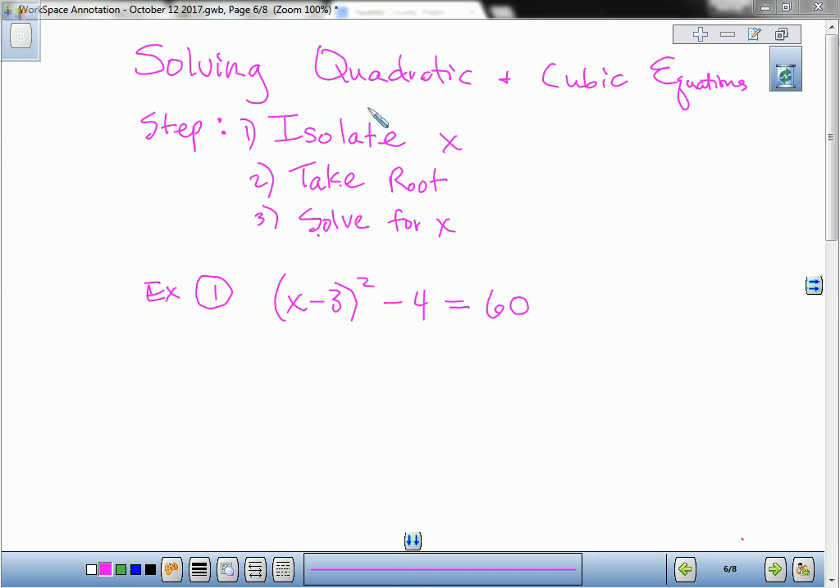Okay, so we've already talked about how solving quadratics is nothing new. We already have a couple methods for solving quadratics, one of them factoring, another the quadratic formula. But today we're going to look at quadratics where we can solve them by taking a root. So step 1 is to isolate the x, get rid of anything extra. Step 2, take the root. Step 3, do anything necessary to solve for x at that point.